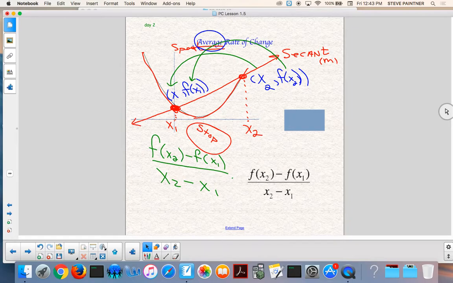But if the line would have gone this way, whoa, sorry, didn't mean to do that. I'm not sure where it was. Right there. Okay. So if the line would have gone this way, on average, you're slowing down. So it would be negative. Your average rate of change would be negative.